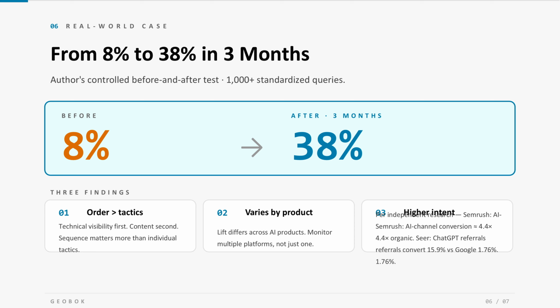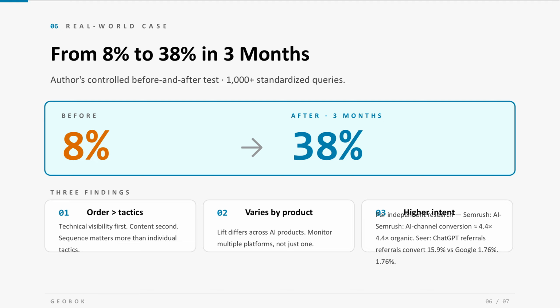Second, results vary by AI product. Some platforms showed notably stronger lifts than others. Don't monitor just one. Third, separately, published research on AI channel traffic quality consistently points the same way.